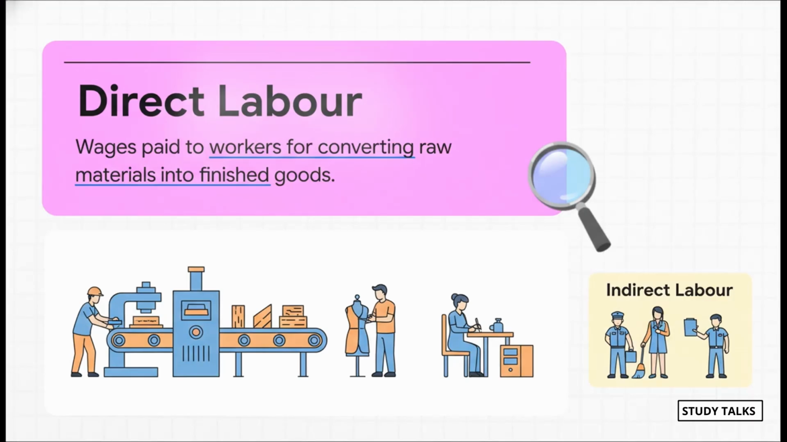Next, we've got labor. And this one is pretty straightforward. Direct labor is simply the wages you pay to the workers who are physically hands-on turning the raw materials into the finished product. The person running the machine, the person assembling the parts. That's it. So what about everyone else in the factory? The supervisor, the security guard, the cleaning crew, all of their wages are considered indirect labor.